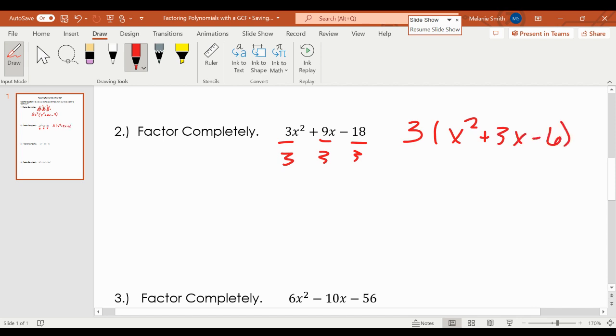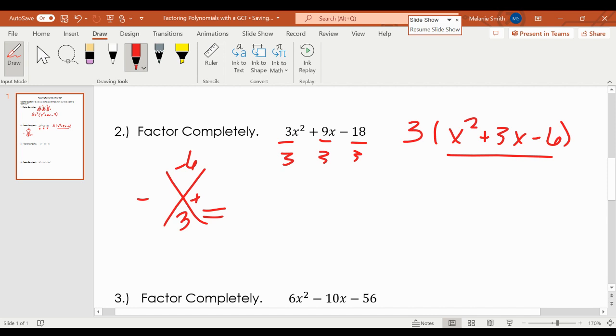Now, I have a quadratic inside my parentheses. So the next thing I need to do is see if I can factor that down any further. So the way that I do that is I make my x's and I say, okay, I want numbers that multiply to -6 that add to +3. If my product is negative, one has to be negative, one has to be positive. And if they add to a positive number, the positive one would have to be bigger.